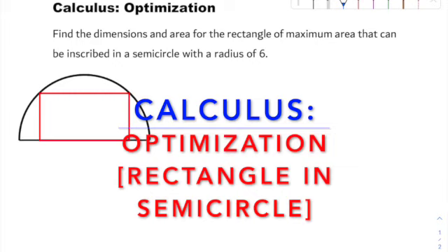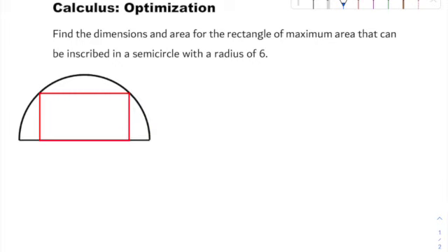We're doing another calculus optimization problem. Another classic that sometimes gives kids fits. It's trying to inscribe a rectangle of maximum area inside a semicircle with a given radius. So in this problem, we are talking about inscribing a rectangle of maximum area, the biggest rectangle we can, inside a semicircle with a radius of 6.